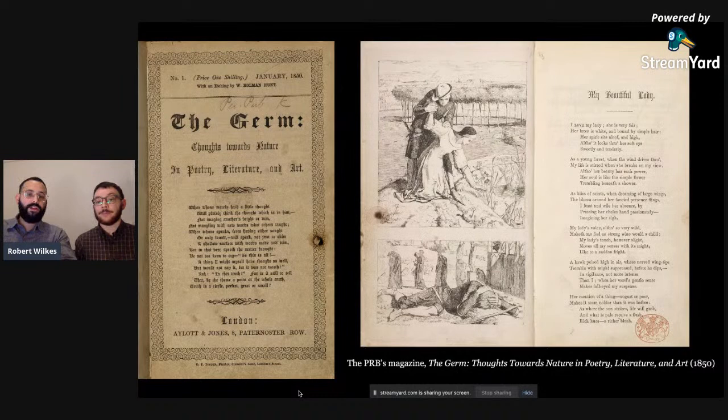And it was published in 1850, a couple of years after the Brotherhood was founded.